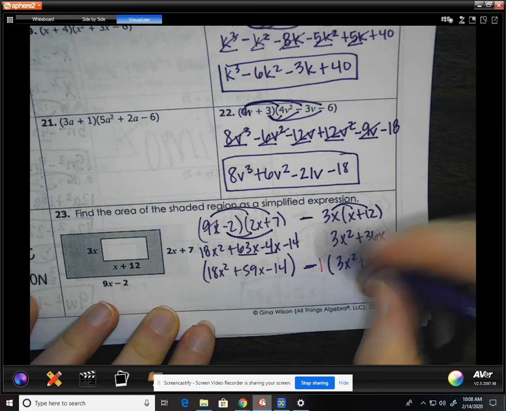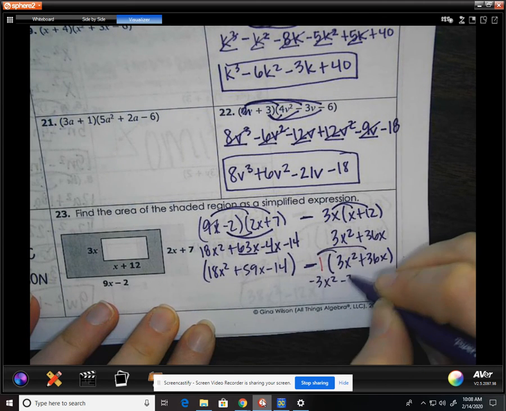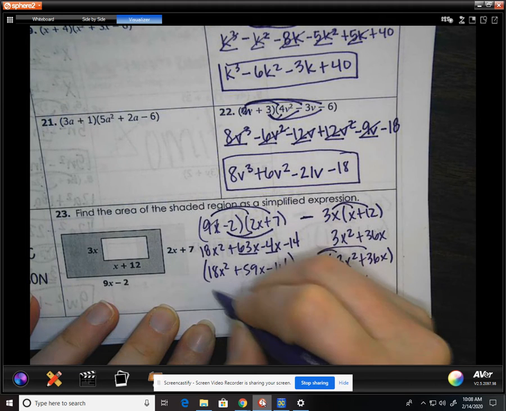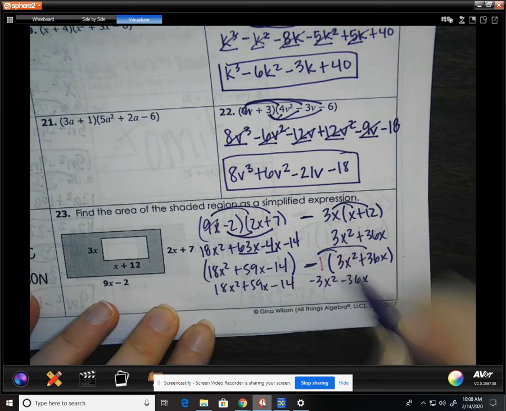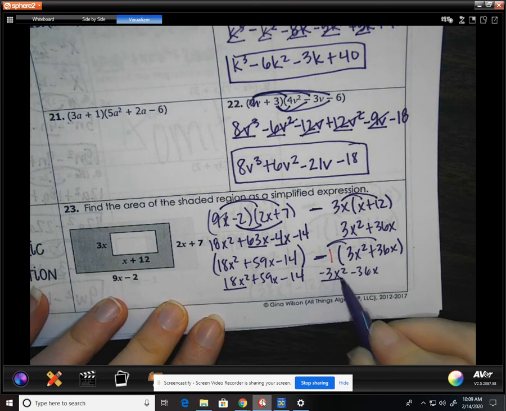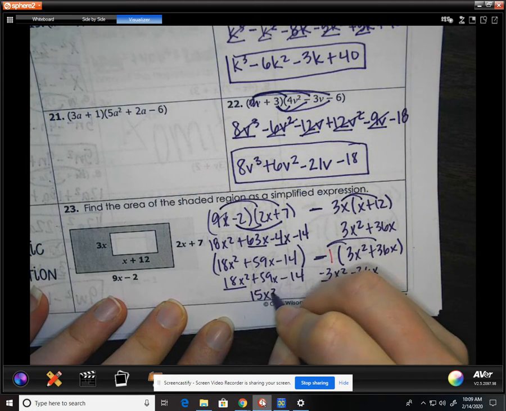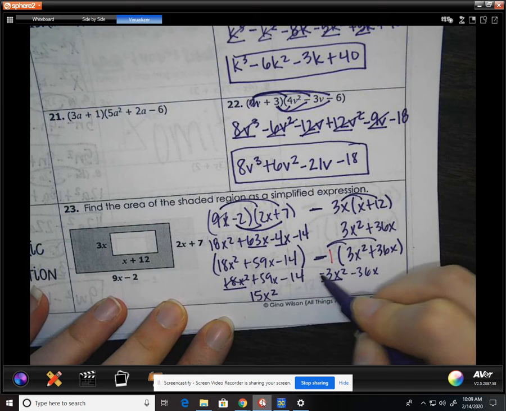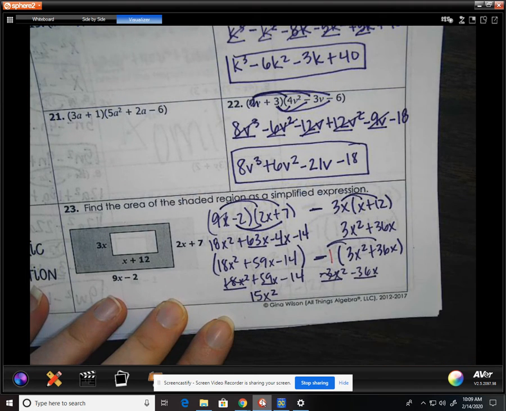Okay, so when I distribute -1, this gives me a -3x squared, and this gives me a -36x. The first piece can come down. We haven't done anything with it, and now I'm ready to combine like terms. So I'm going to start with my x squareds. I have an 18 and a -3, which will combine to give me 15x squared. Don't need that piece anymore. Don't need that piece anymore. I have a 59x and a -36x.